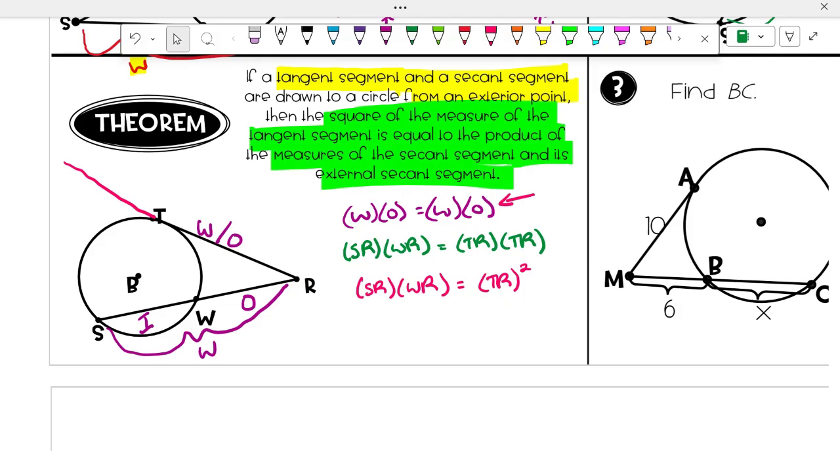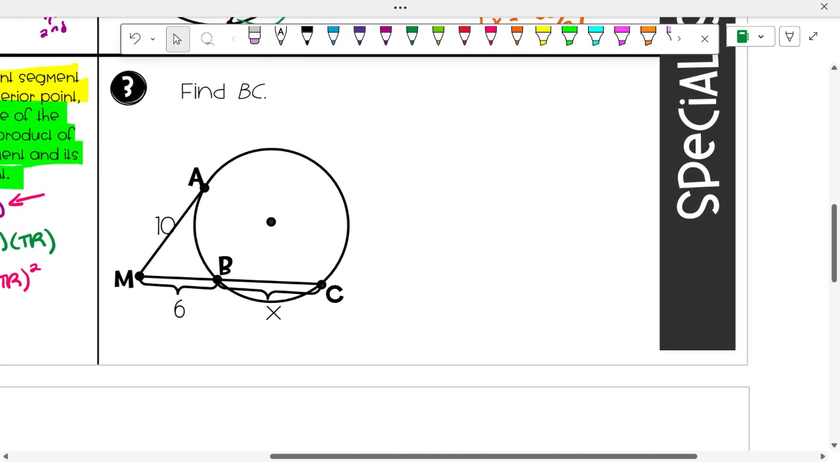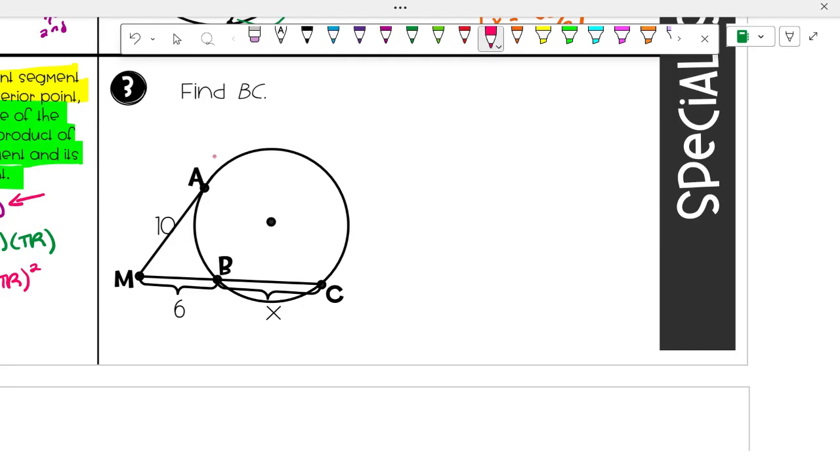Let's look at the problem. It wants us to find BC, which they labeled X. First off, let's label our wholes and our outers. Which one is my tangent line? MA. So MA is my tangent, which means this other segment is my secant. What's my whole for MA? 10. What's my outer for MA? Also 10.